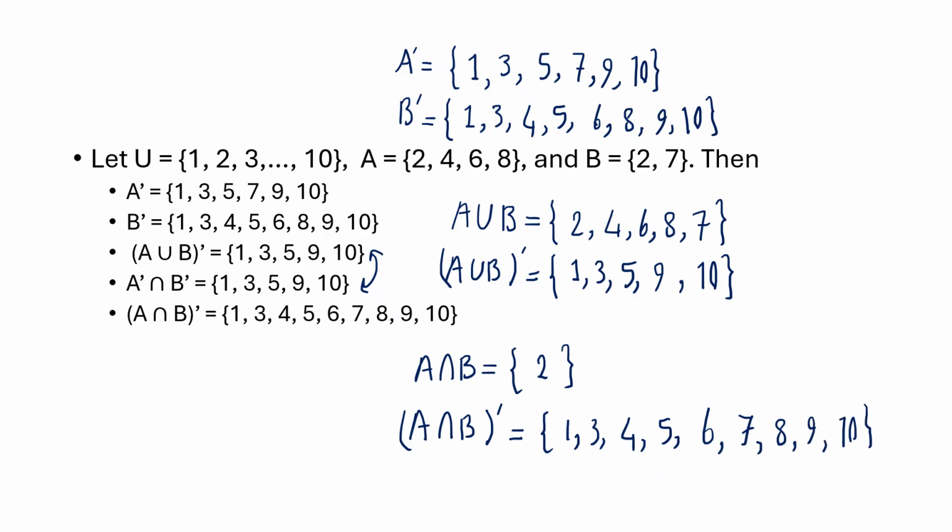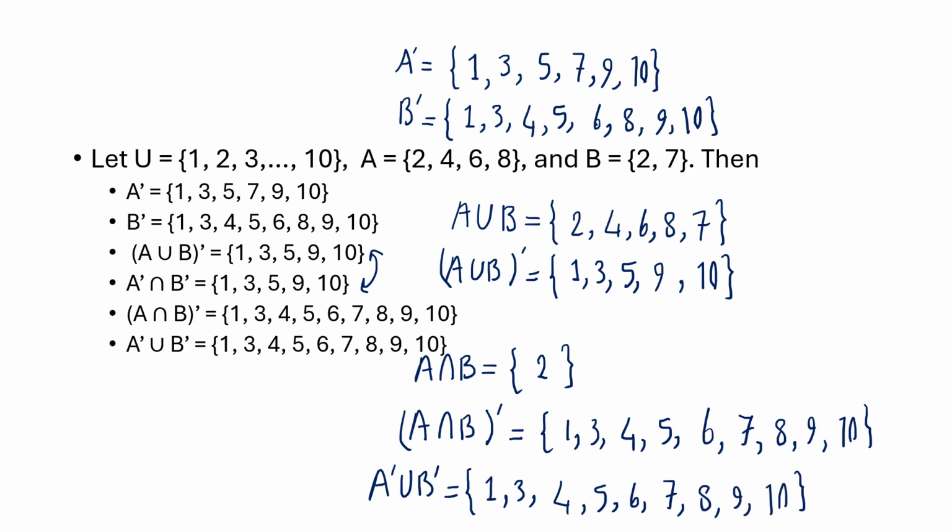As you can see here. Now, if we take the union of A prime and B prime, which we have computed here, you'll see that the union of these two is going to be 1, 3, 4, 5, 6, 7, 8, 9, and 10. Again, these two sets happen to be equal. And that's not a coincidence again.